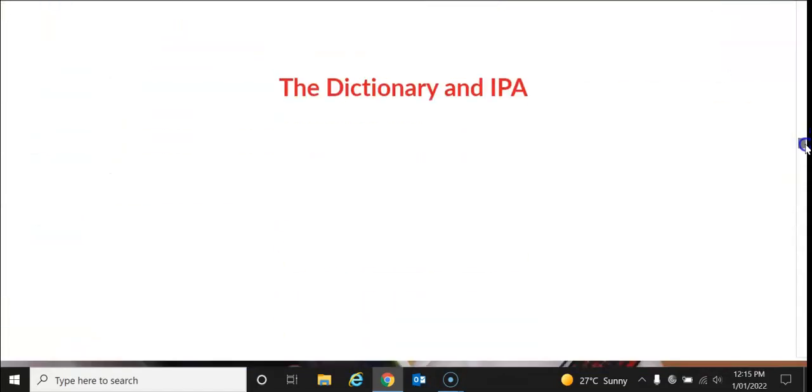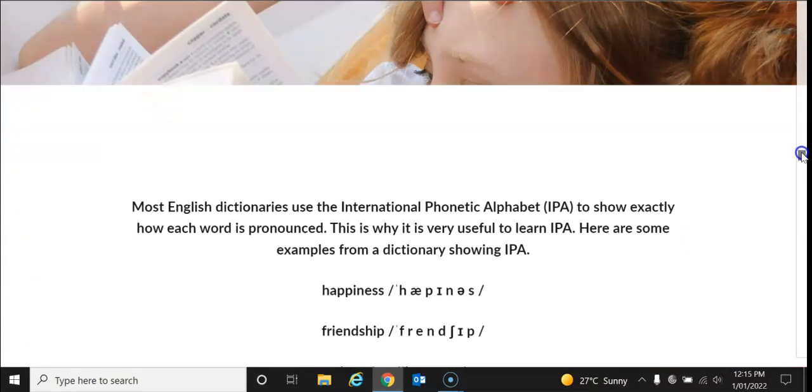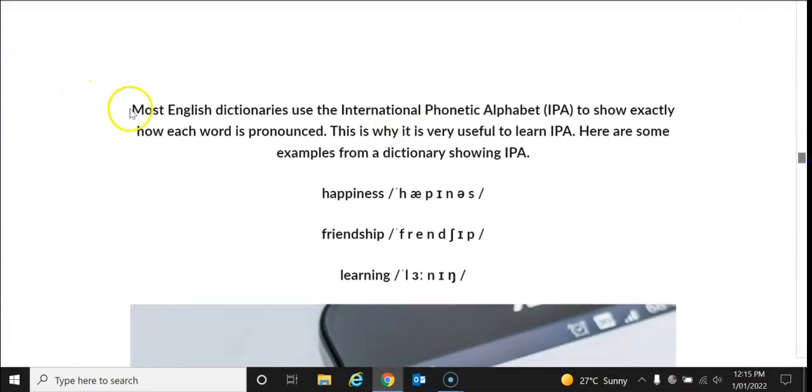Now this is important too, the dictionary and the IPA. Most English dictionaries use the International Phonetic Alphabet, or IPA for short, to show exactly how each word is pronounced. This is why it's very useful to learn IPA. Here are some examples from a dictionary showing IPA.